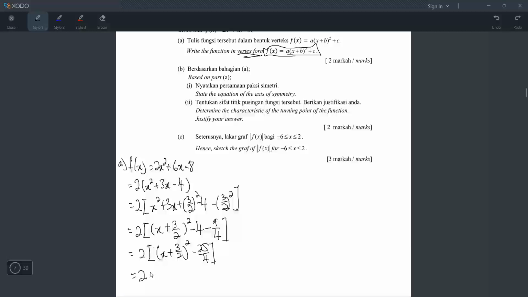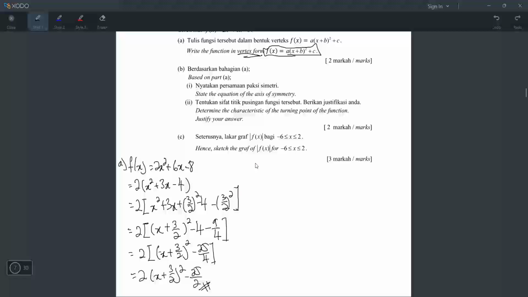So now you take the 2 and expand, now it becomes 2 times x plus 3 over 2 square. And also, by the way, this 2, when you expand, it cannot go inside this bracket. The reason is because this bracket has power 2. So you don't tell me something like 2x. No. The 2, when you expand, you just write outside like this. Right? And then the 2 has to multiply with negative 25 over 4, which is negative 25 over 2, like this. So this is the correct answer. This is the vertex form, right? So done already. This is the answer, right?